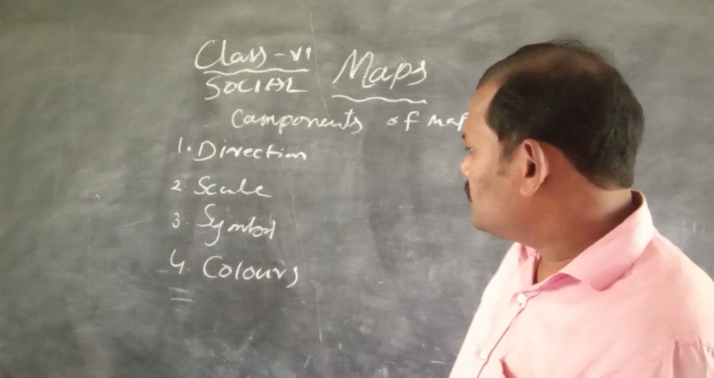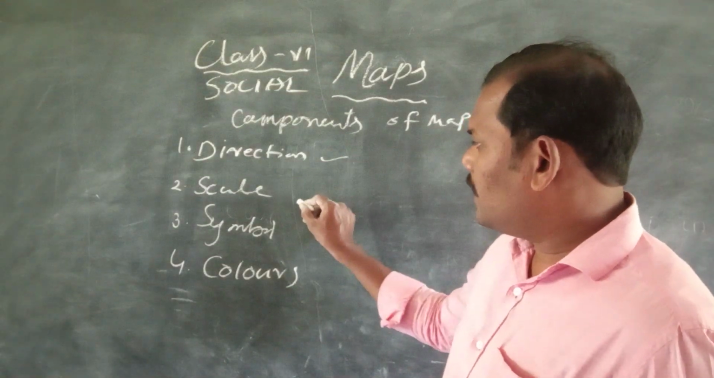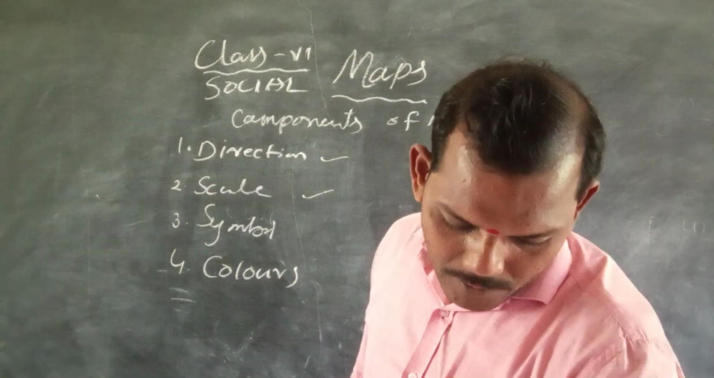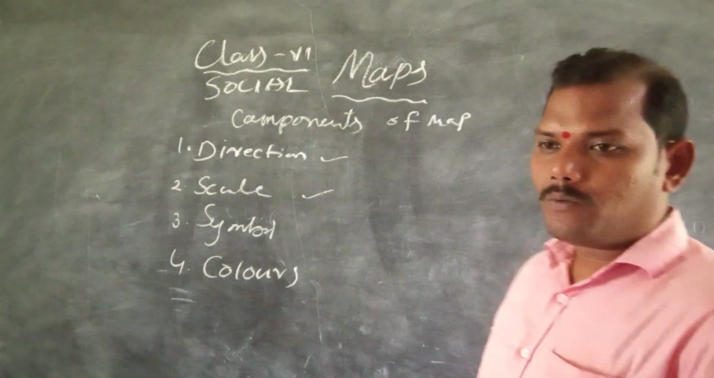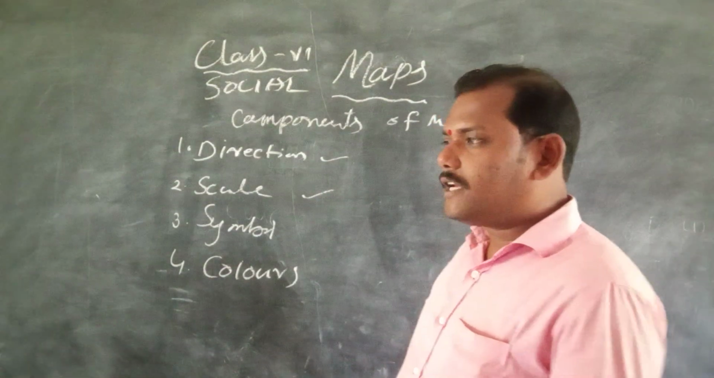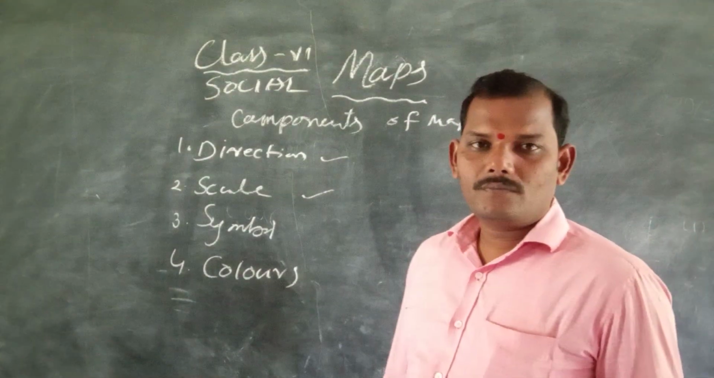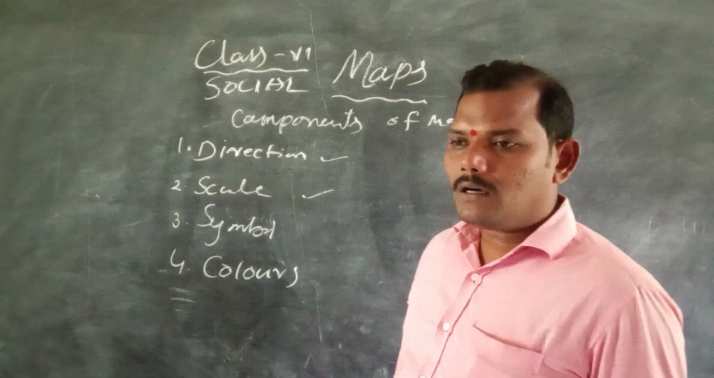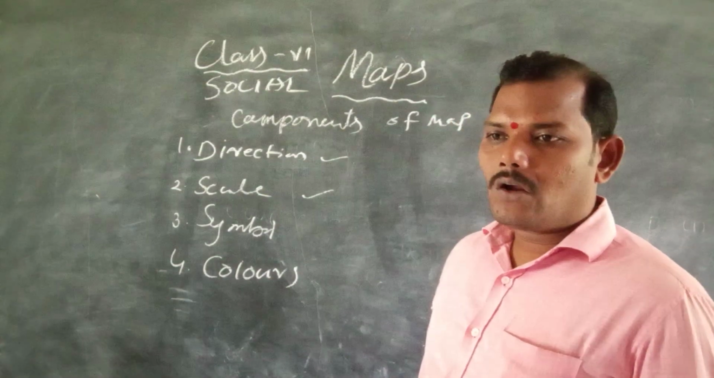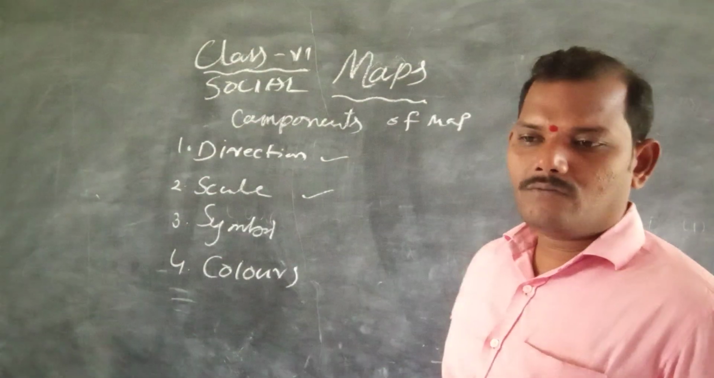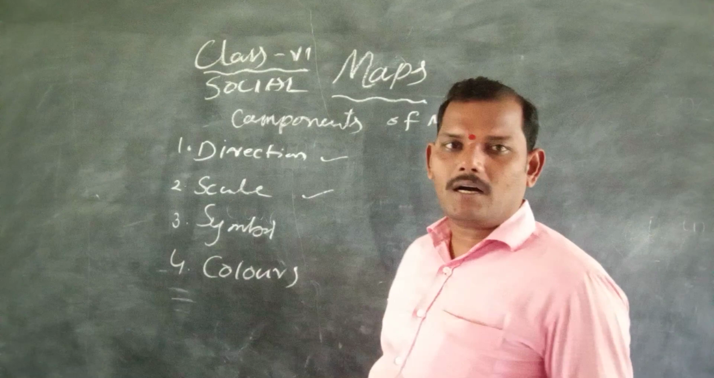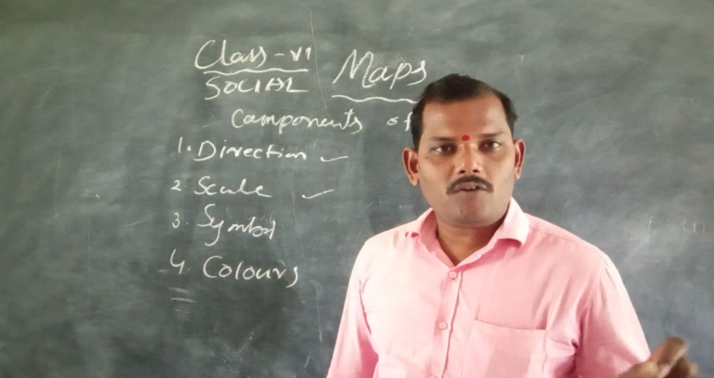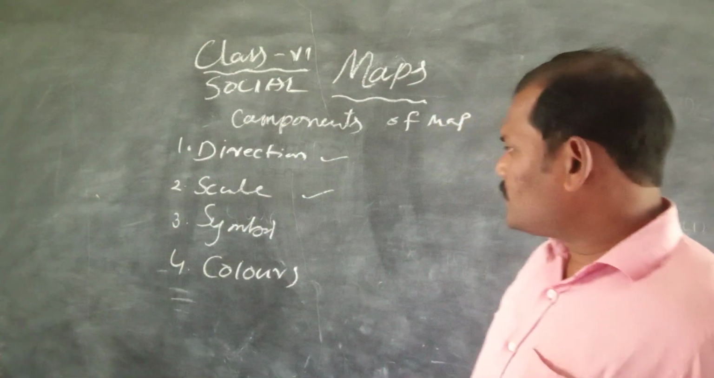So in particular, we discussed the directions and the scale. How many directions do we have? Two types of directions. Very good. What are they? Right, cardinal directions and intermediate directions. East, west, north and south are the cardinal directions. Intermediate directions are the northwest, northeast, southwest, southeast. And how can we identify them with the help of sunrise?